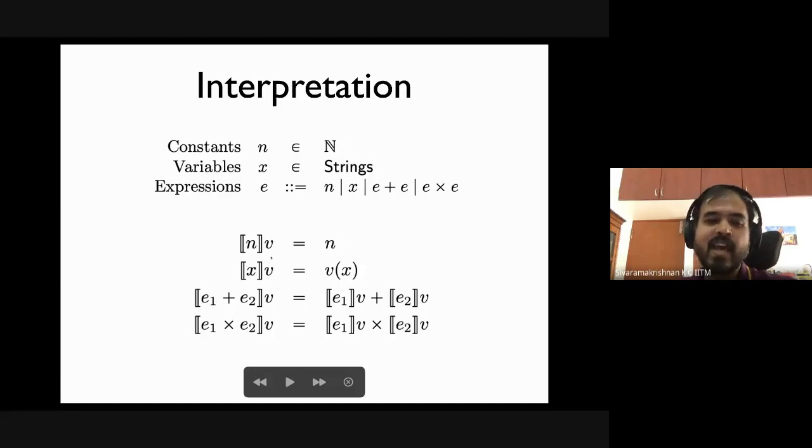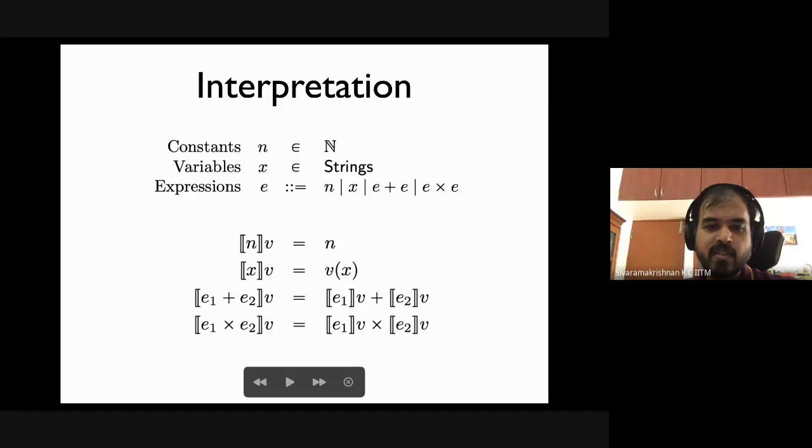The way to read these terms, when you have an n here and a v here, is that you have an expression that you interpret in the context of some valuation v. A valuation is a map from variables to natural numbers. If it is just a constant, then there is nothing to do, you just return the constant. If it is a variable, the interpretation returns a natural number: the interpretation of that variable is just a lookup of that variable in the valuation.